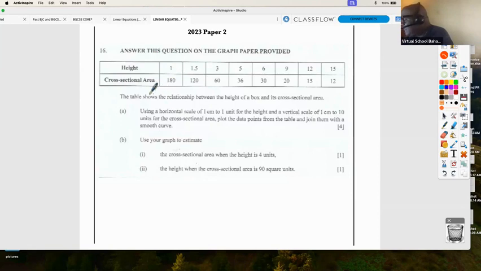And so now you see the table shows the relationship between the height of a box and its cross section. That means its base area, right? So they give you what scale to use. 1 cm to 1 unit for the height, and a vertical scale of 1 cm to 10 units for the cross section. Plot the data points from the table and join them with a smooth curve. And then you got to answer these 2 questions.